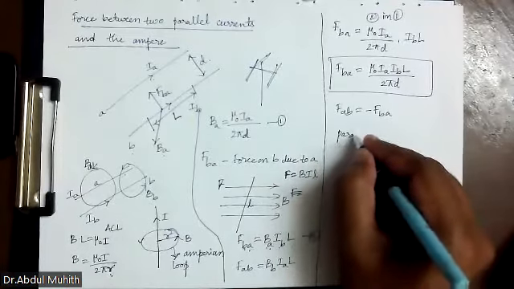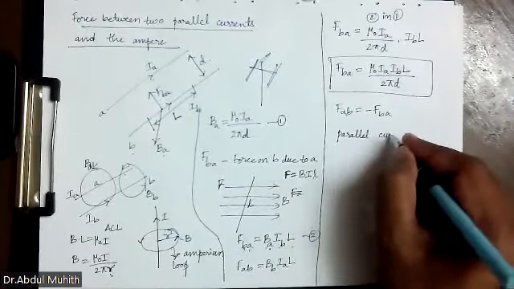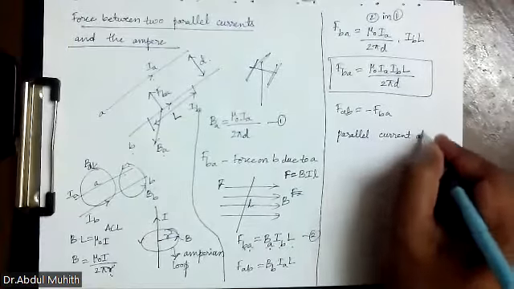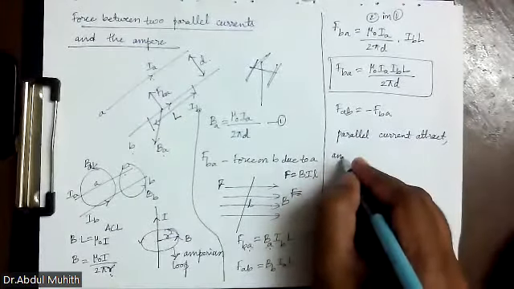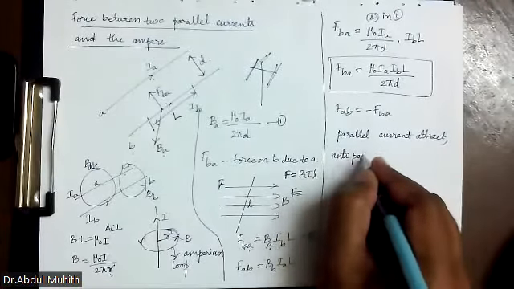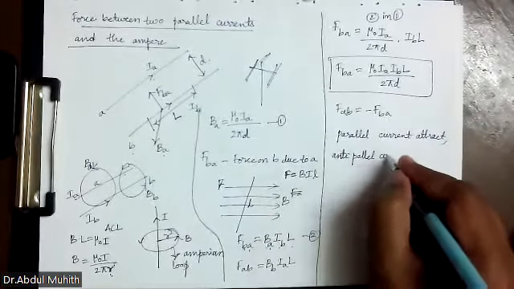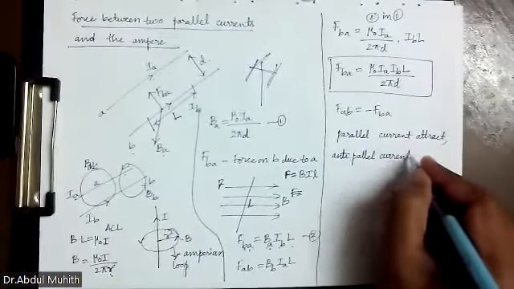Parallel currents attract, and anti-parallel or opposite currents repel. Anti-parallel currents repel. So what happens?